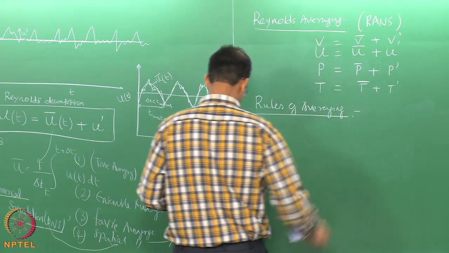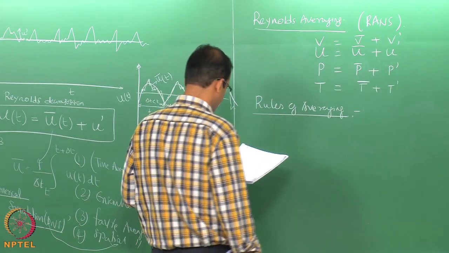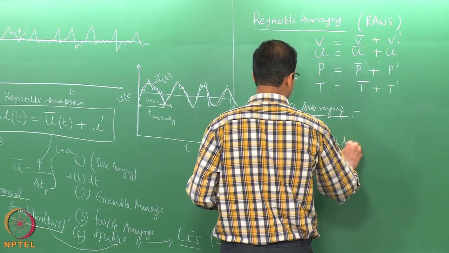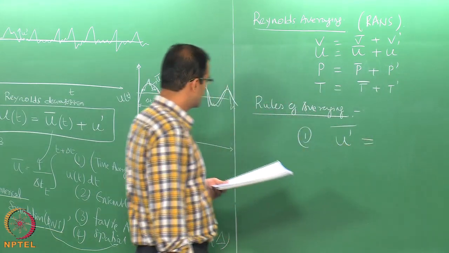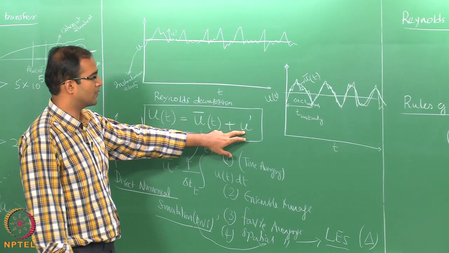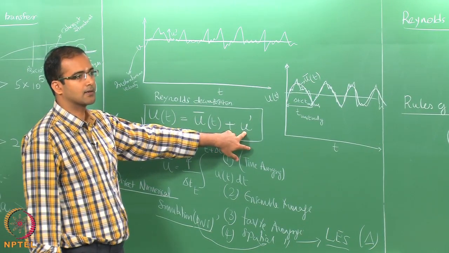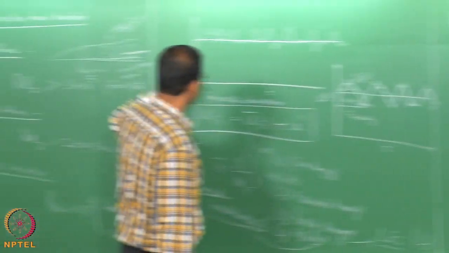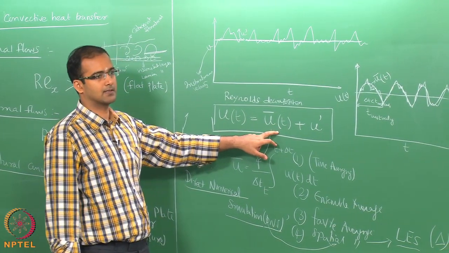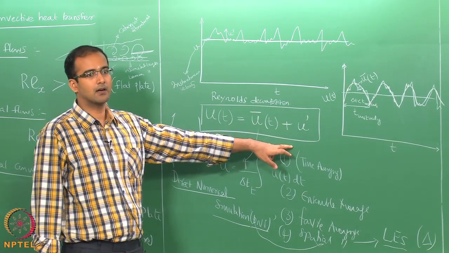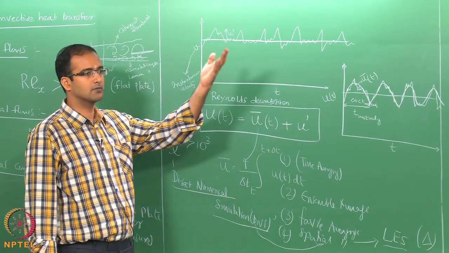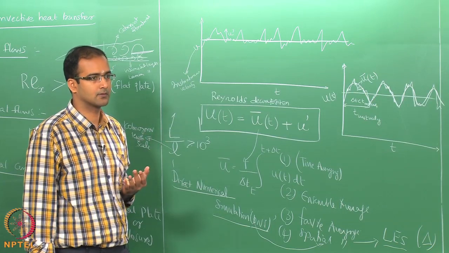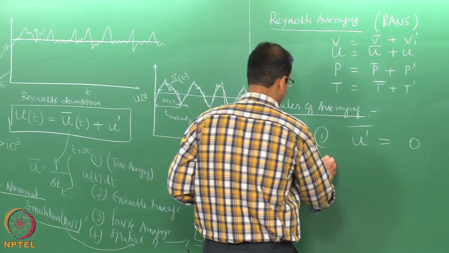Okay. So these rules have to be satisfied when we apply averaging to the entire Navier-Stokes equation. The first thing is that when you take the average of the fluctuating component, what will it be? It will be 0. That is because the mean of the instantaneous quantity should be the same as the mean velocity itself, so the mean of the fluctuating component should be 0. You have a positive fluctuation and a negative fluctuation, so when you average over the delta t, it should cancel out. So that is the first rule.